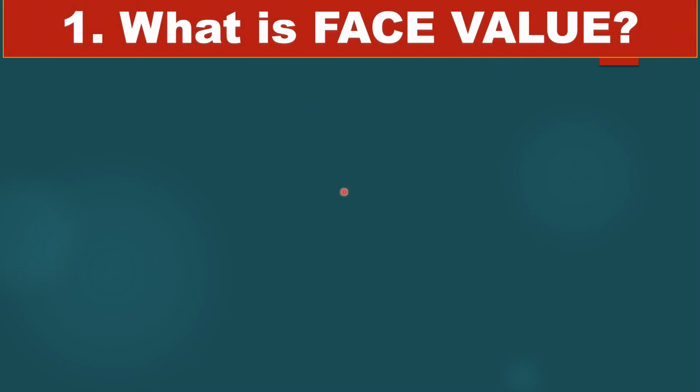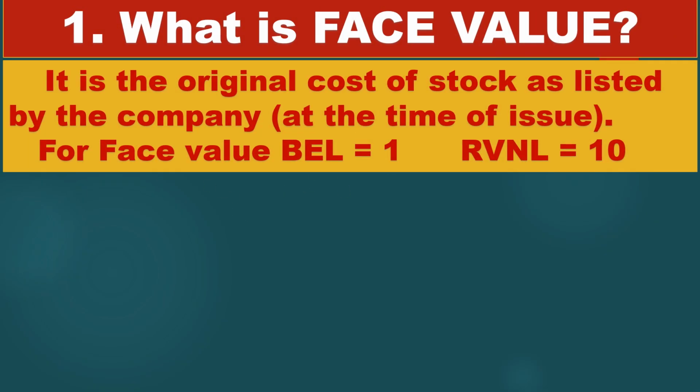Okay, what is face value? It is the actual cost of stock, the original cost of the stock as listed by the company at the time of IPO, initial public offering. So it is the original cost of the stock as listed by the company in the stock exchange at the very start. For example, face value of Bell equals rupees 1. RVNL, Rail Vikas Nigam Limited, rupees 10. Bharat Electronics Limited, its face value is rupees 1.